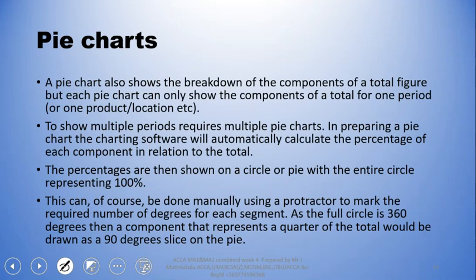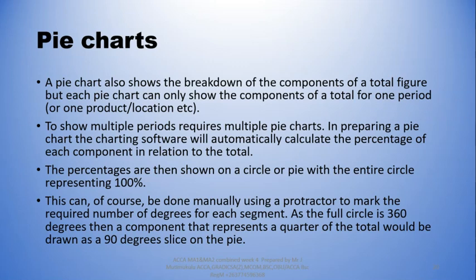Now we've got what are called pie charts. A pie chart also shows the breakdown of the components of a total figure, but each pie chart can only show the components of a total for one period or one product at a time. So at each presentation, we can only have one product being spoken about within a pie chart, or one total figure, of a product or a location. That's what a pie chart can do.